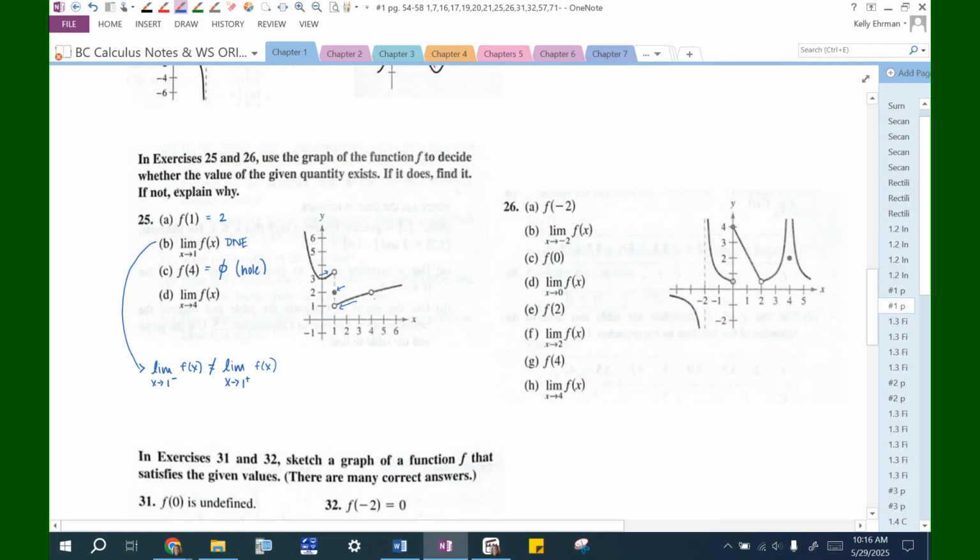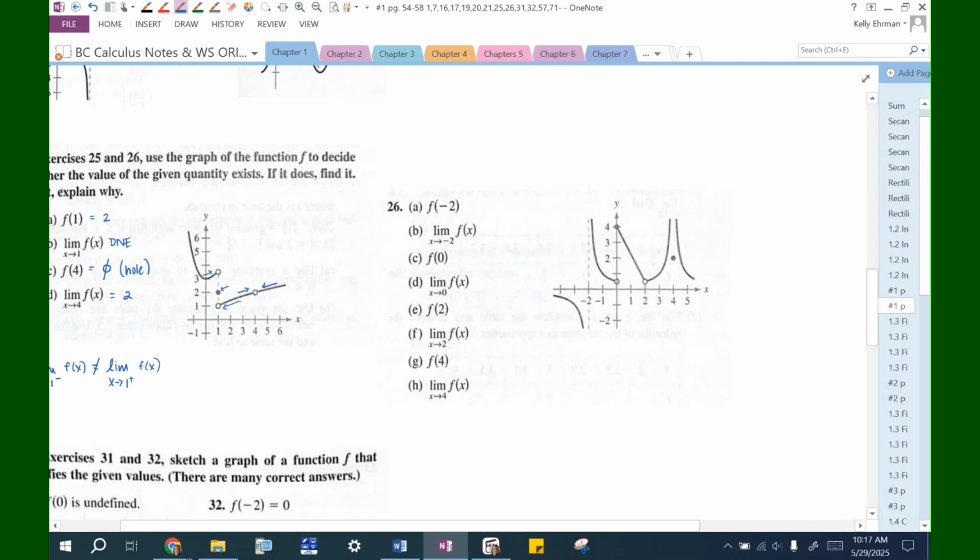And then what about the limit as x approaches 4? So as you're tracing the graph from either direction approaching 4, you are approaching the same value. It looks to be 2. So that limit is 2, even though f of 4 doesn't exist.